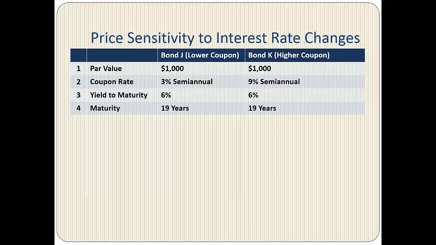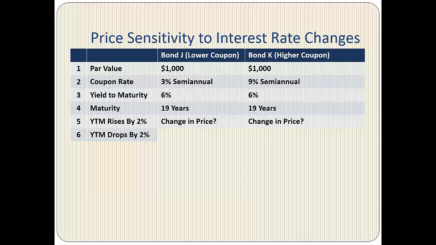So we can see that coupon rate is the only difference between the two bonds. We need to calculate the current price of the bond, the price when the yield to maturity rises by 2%, so it'll be rising to 8%.